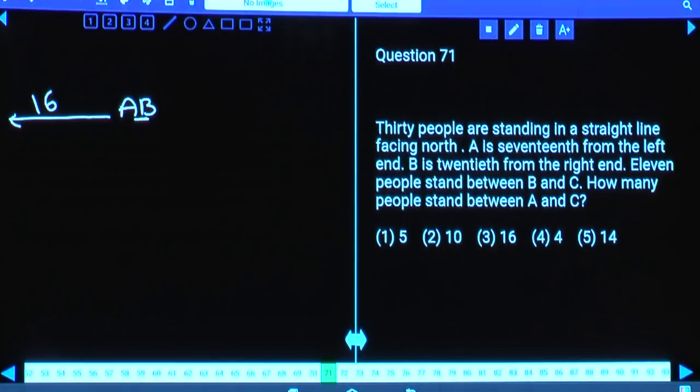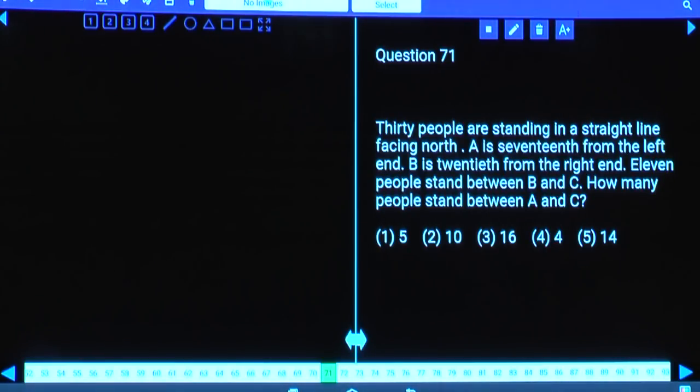And what is the position of this B from the right? B is 20th from the right, so there must be at least 19 persons to the right hand side. If there is no person between A and B, and A is to the immediate left of B, how many persons do we need at least? We need 19 plus 16, 35, plus 2, at least 37 persons. But we cannot have 37 because the total number of persons is 30. As the total is 30, hence A is not to the left of B. Then B is to the left of A.